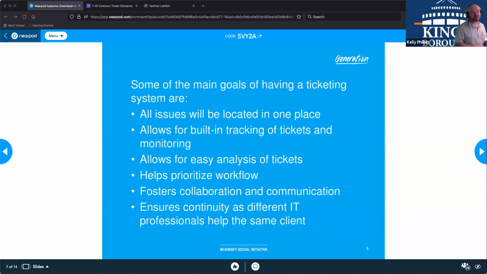So prioritizing our workflow, or triaging the tickets as they come in. What is the highest priority? You know, if somebody in marketing is unable to get into their email versus the entire accounting department losing their server, which is more important? The server. There we go. The server down. Why do you think it's the server?